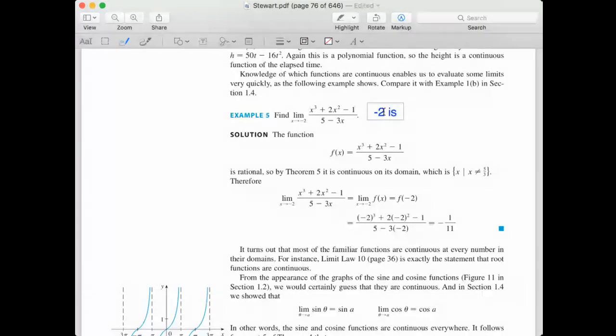So -2 is in the domain. So that's one way to see it. Or we could say, we call the function f of x, f of x is continuous at x equals -2. It means the same thing. All right, so those two ideas mean the same thing. So -2 is in the domain of this function, or this function is continuous at x equals -2. So it equals the limit.